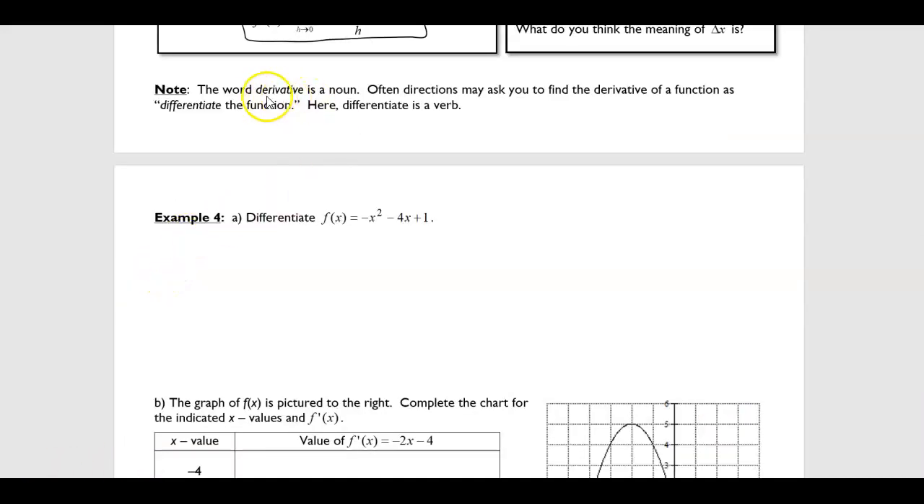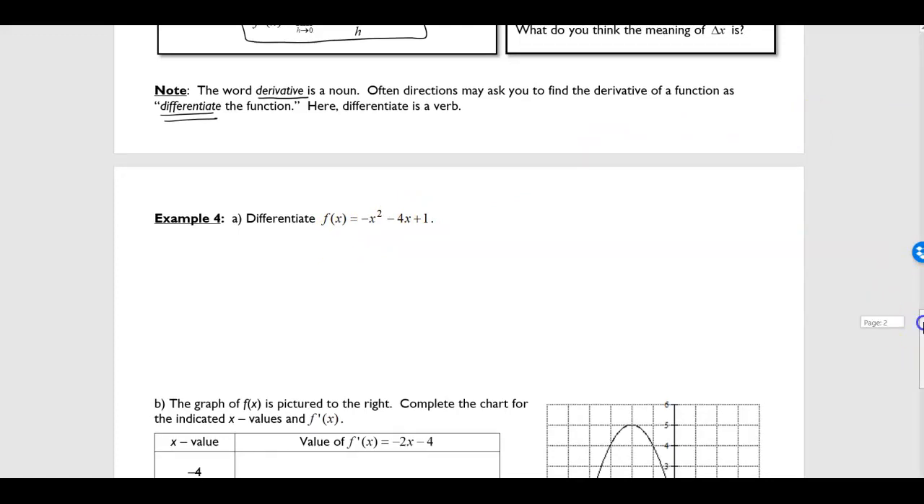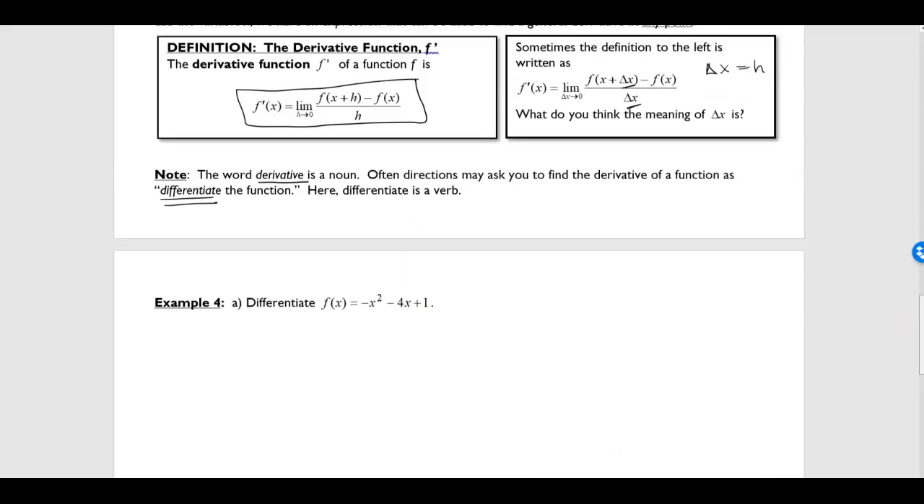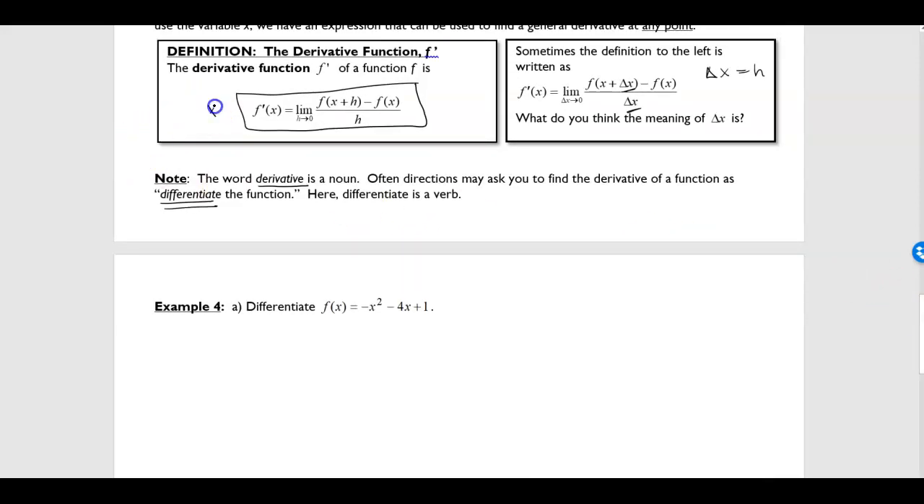So just a little vocab, the word derivative is a noun. And so if I want you to find the derivative, I will not tell you to derive. That is not the term. It's called differentiate. So differentiate is the verb that means to find the derivative. So in example number 4, it says to differentiate f of x, which is negative x squared minus 4x plus 1. So notice it's not telling me to find the derivative at a certain value. That means I need to use my formula. Let's scroll back up. This formula right here.